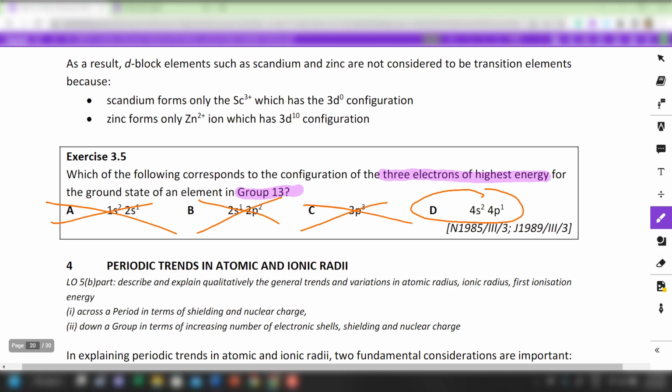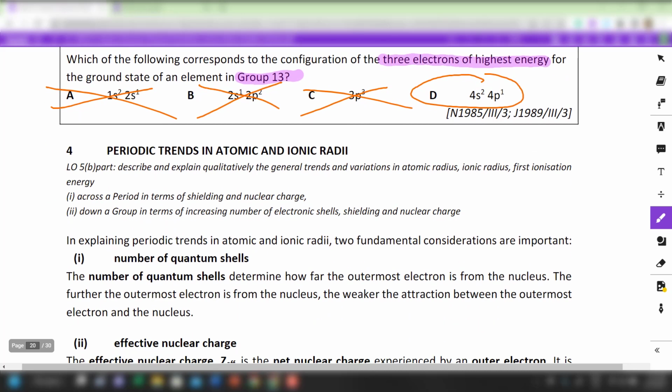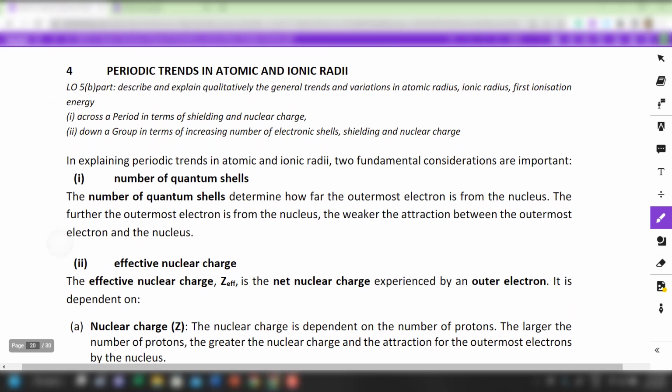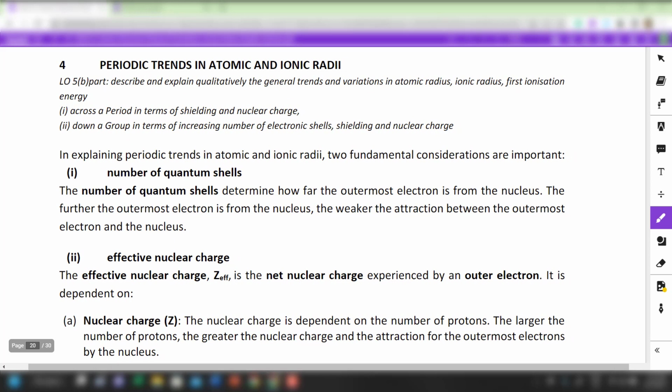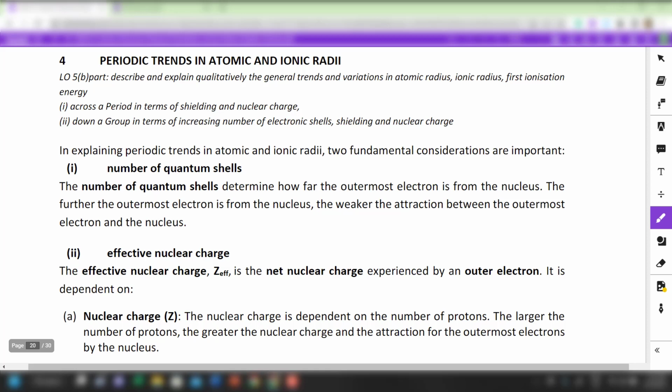Okay, so that is the end of exercise 3.5. I hope you understand what's going on. The next portion or the next lecture we're going to discuss is actually from section 4 onwards on periodic trends in atomic and ionic radii.